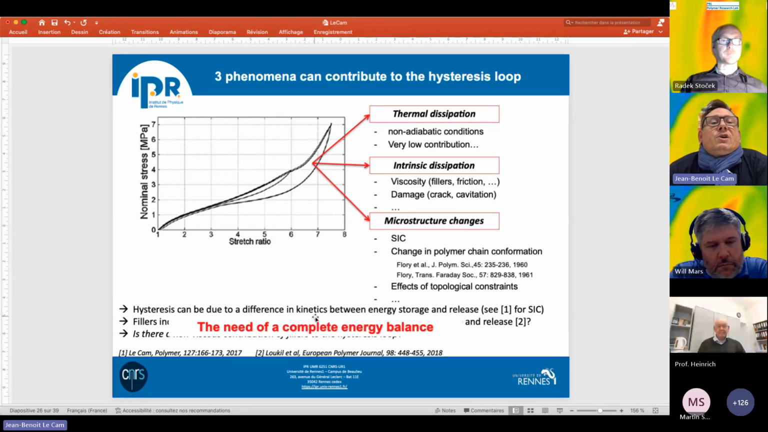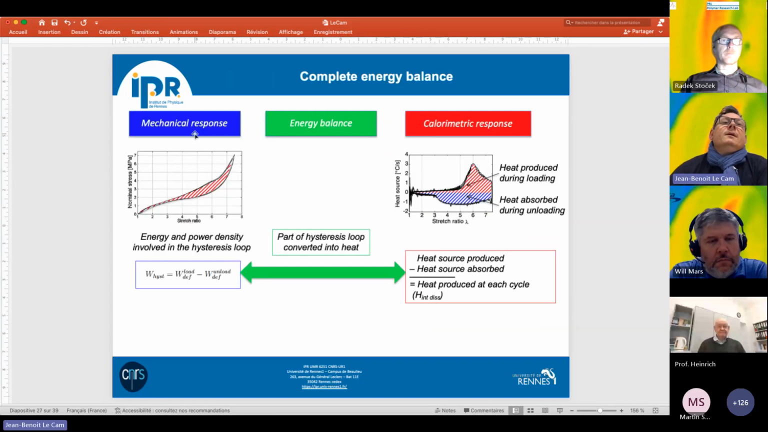So to answer this question, we need to carry out a complete energy balance. So how does it work? You have on one side the mechanical response. From the mechanical response, you determine the energy or the power density involved in the hysteresis loop. On the other side, you have the calorimetric response. So overall, you have the integration of the heat source over one cycle, and you can define the energy and the heat power density involved in the intrinsic dissipation by the integration of the heat power density.